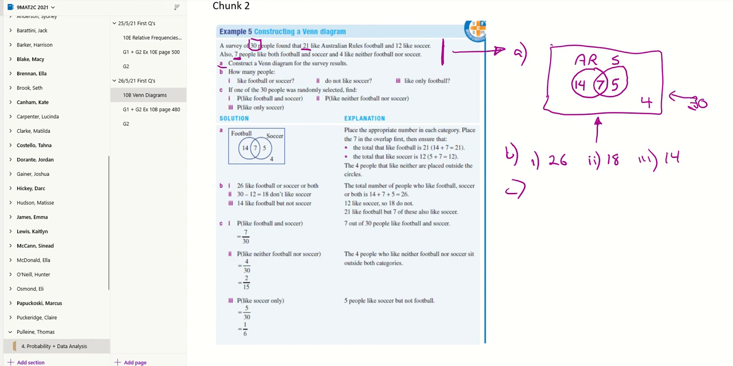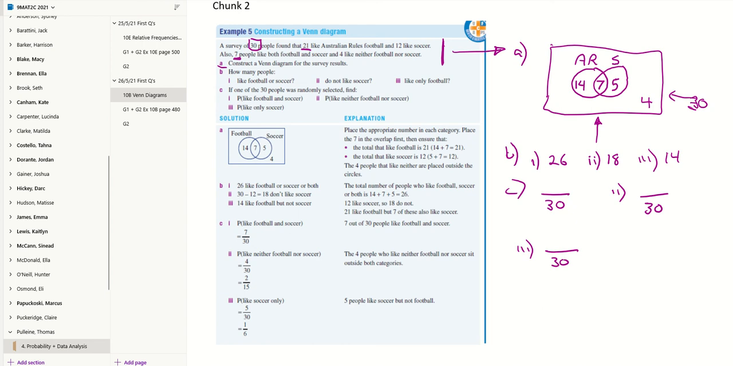C. If one of the 30 people was randomly selected, find the probability they like football and soccer. Okay, so this is tying it back to our experimental probability. So we have 30 people in total. Our 30 is going to be on the bottom of all these fractions. So I'm just going to start off by putting 30 on the bottom of all of them. And I suggest that when you're doing these problems, you might do the same.